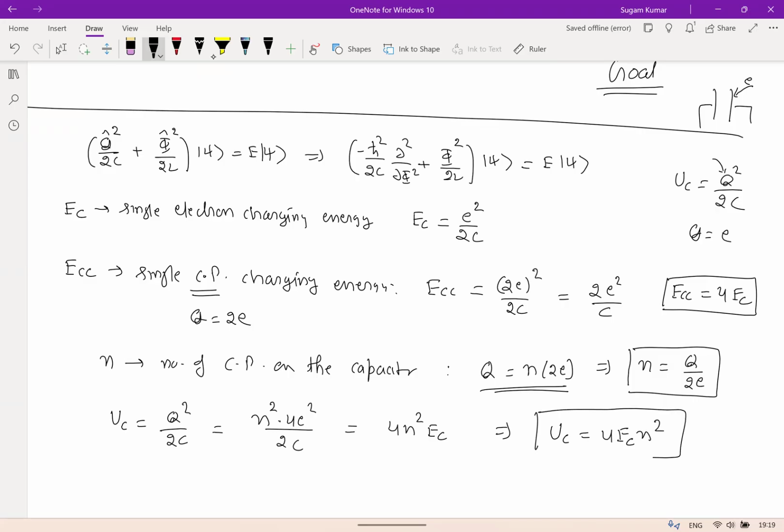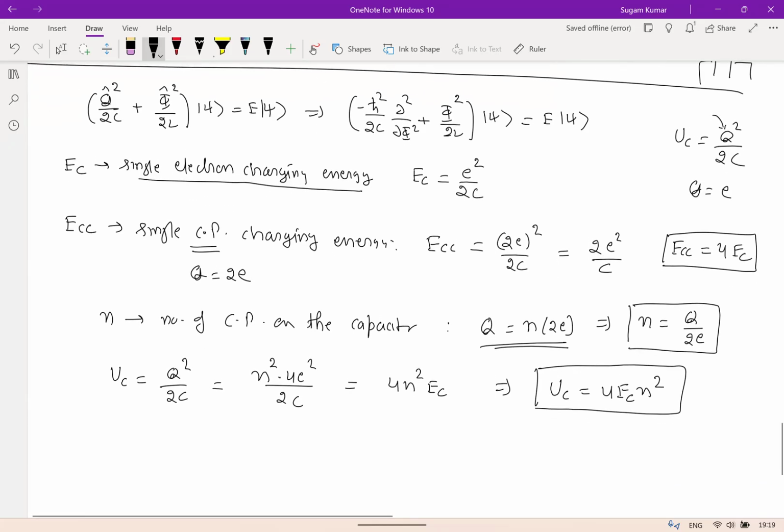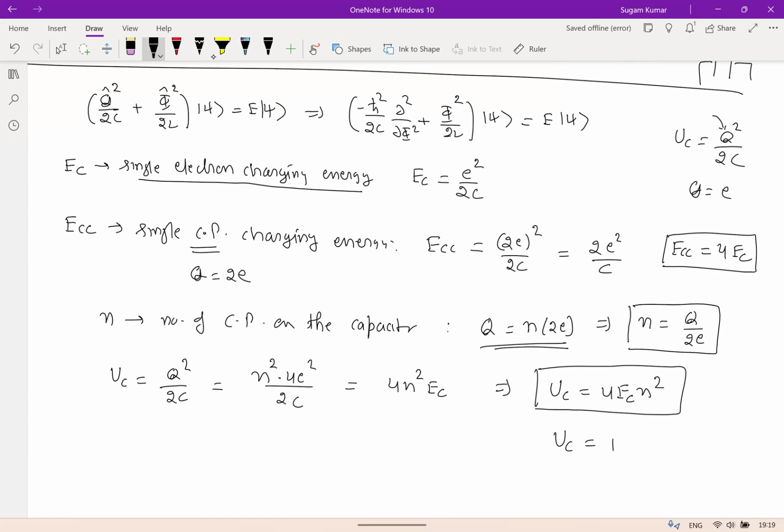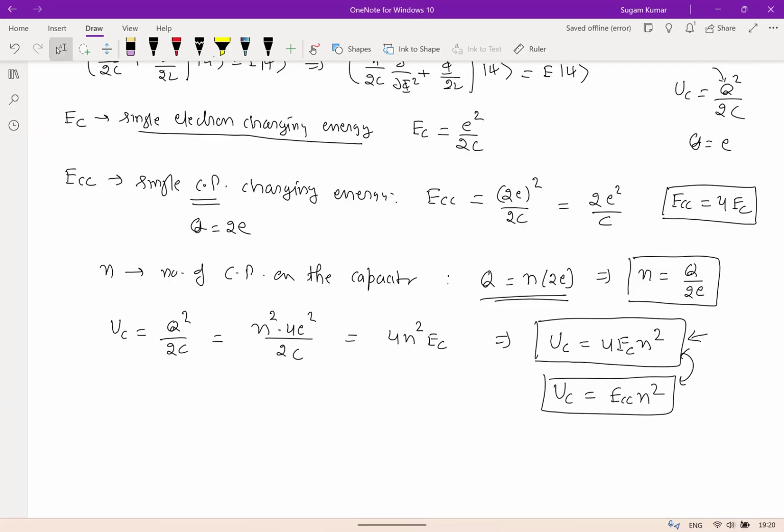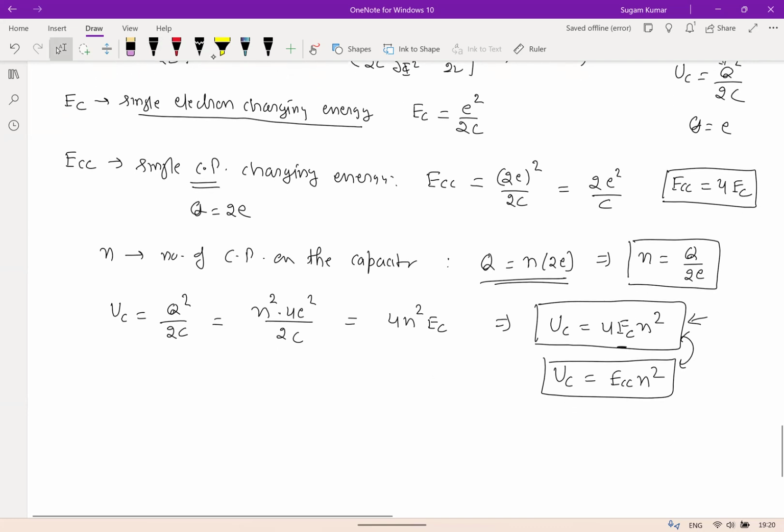So I'm still discussing in terms of the single electron charging energy. Okay, you can also write it like this: UC will be equal to ECC n square also. Both the terms are valid. I mean, one is in terms of the single Cooper pair charging energy, and this one is the single electron charging energy. But we will prefer to write in terms of EC. Okay. So you can see that I have written this UC in this term.